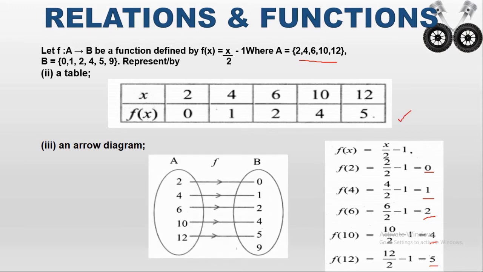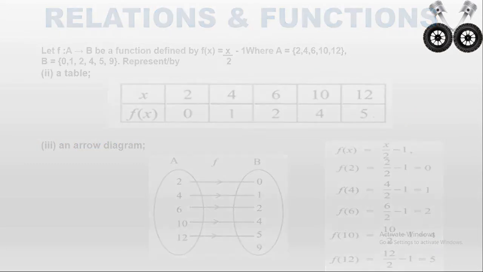So next one is an arrow diagram. So here also the same. We have to map the exact value for x and f of x. So 2 is mapped to 0 and 4 is mapped to 1 and 6 is mapped to 2, 10 is mapped to 4 and 12 is mapped to 5. So one more element that is present in B, 5, is not mapped to any element which is present in A. So you have to write it as it is, the 9.